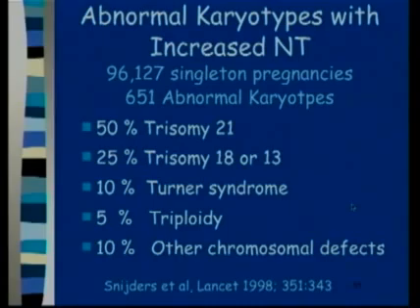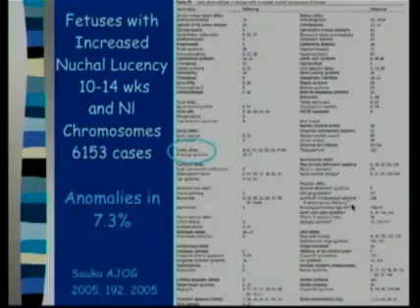So they looked for abnormal karyotypes in patients with increased nuchal translucency, and this is a large study, 96,000 singleton pregnancies. They ended up with 651 abnormal karyotypes, and 50% of those are trisomy 21. 25% were trisomy 18 or 13, and 10% were Turner syndrome. 5% were triploidy, and 10% were other chromosomal abnormalities. So that is really what we're trying to look for.